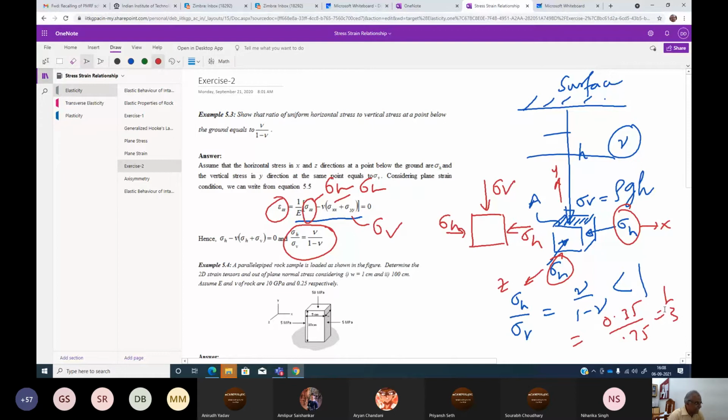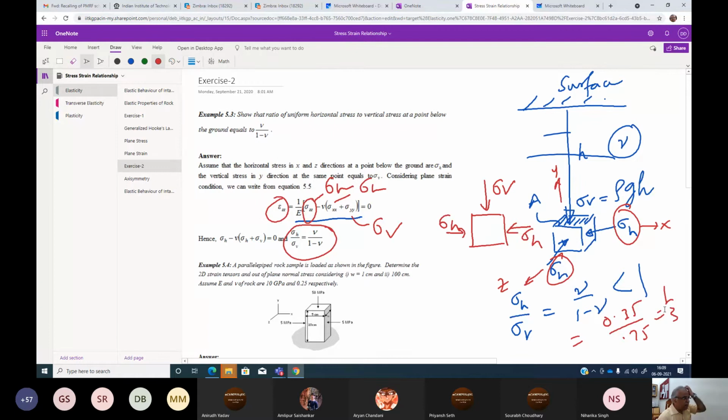Now one student has said it's tectonic, it will be more, of course. Normally horizontal stress is much higher than the vertical stress, especially in the shallow depth. At a very greater depth, below almost 1 kilometer, they are more or less getting equal. It means we say the hydrostatic condition prevails below maybe 1 kilometer. They are more or less the same.